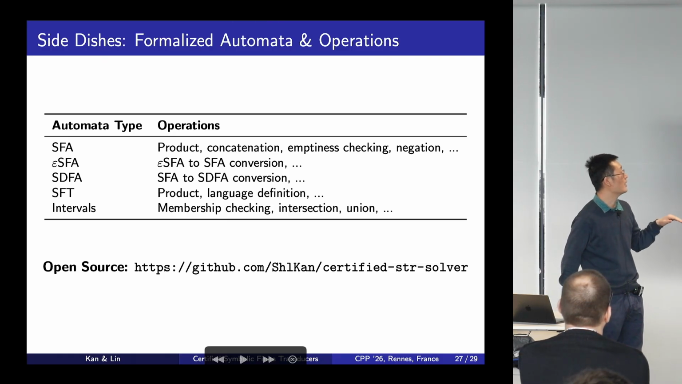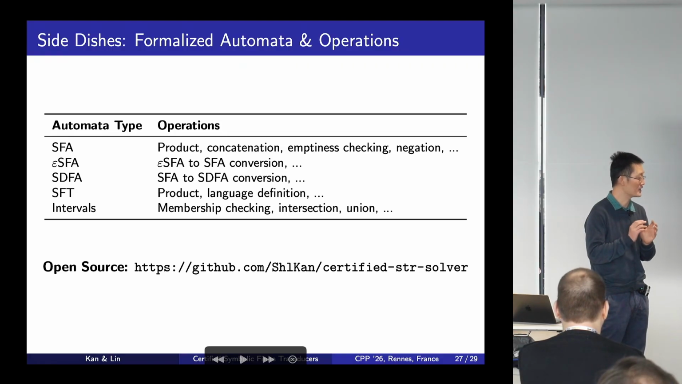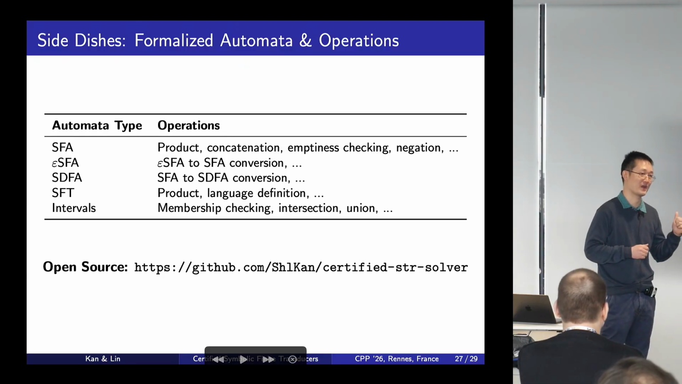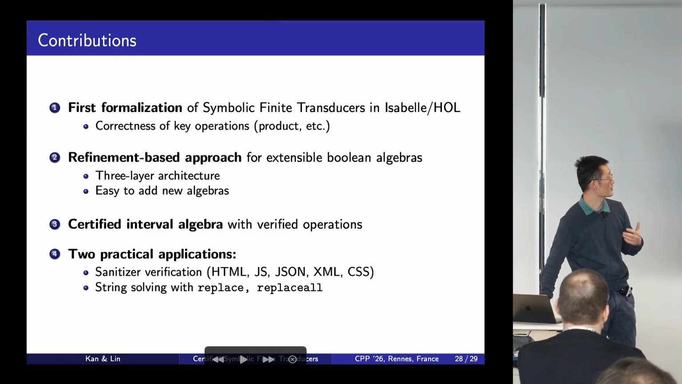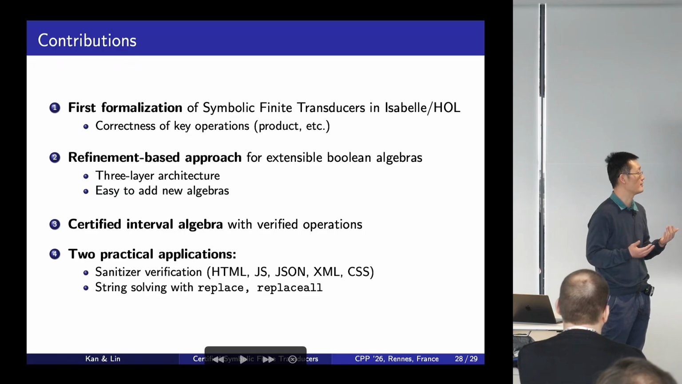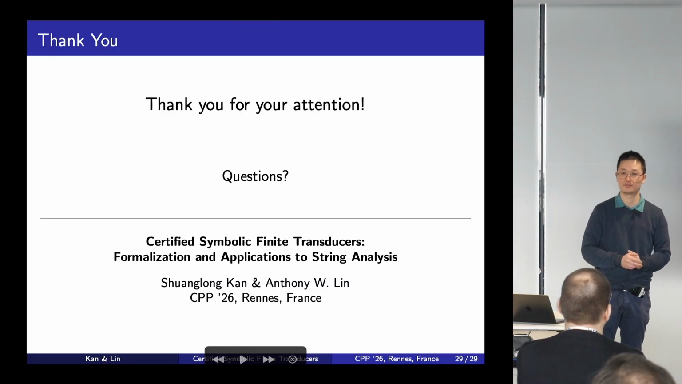So finally, some side dishes. Not only the transducer, we now have a complete, pretty big library for the FA and the NFA and the transducers in a symbolic setting. If you are interested, you can try some of them. And finally, the contribution is we formalized the first SFT, and we used the refinement approach to improve its efficiency, flexibility, and extension. And we also applied it to two applications. Yeah, that's it. Thank you.